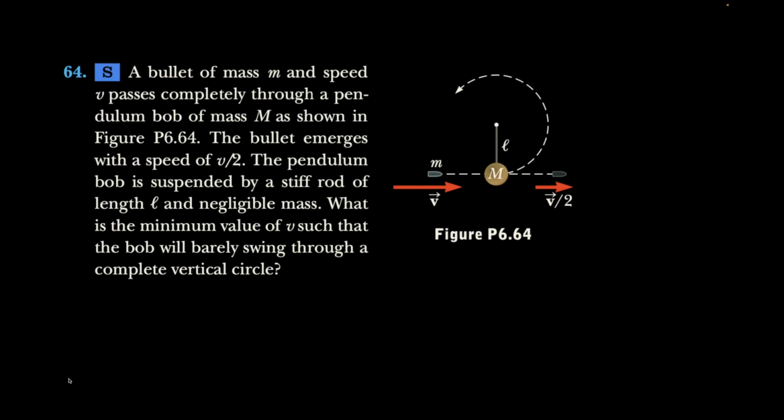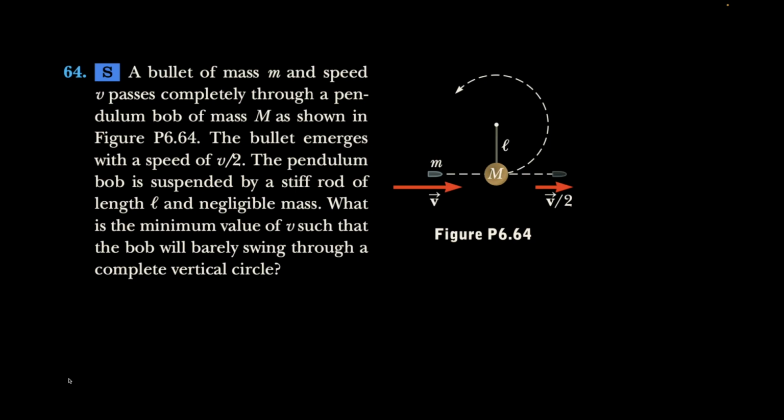Question 64, a very, very beautiful problem that comprises both conservation of momentum and circular motion. We have two objects, the bullet and the mass that is on the string, collide. As a result of the collision, what they're telling us is the bullet emerges with a speed. So the bullet passes completely through the pendulum.